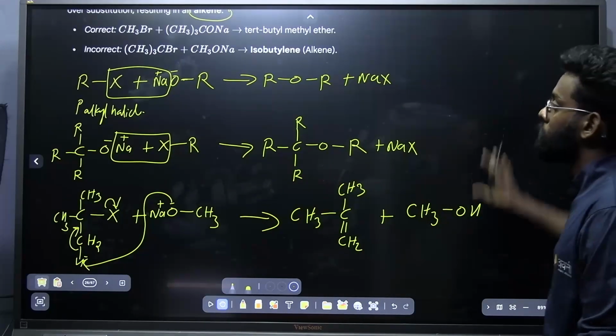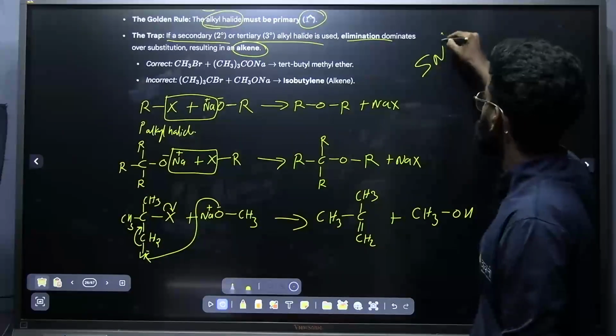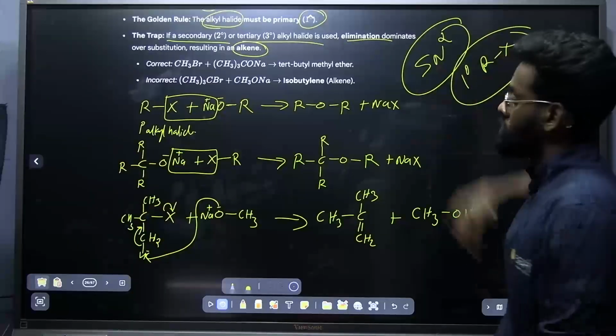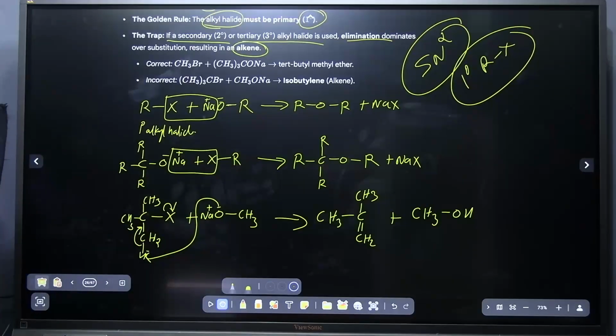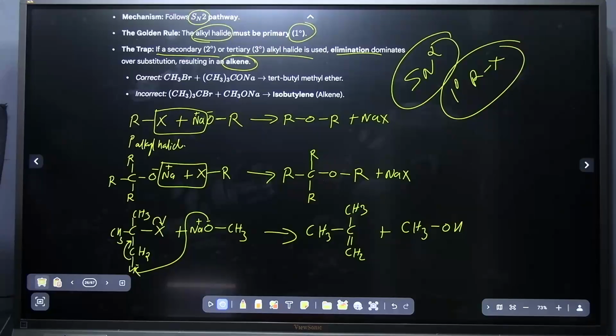Okay, so this is the point you have noted down for the Williamson ether synthesis. It is following the SN2 pathway. So primary alkyl halide is the substrate that you have to use here. Is it clear completely? Shall I move? Williamson ether synthesis, don't forget these reactions and mechanisms and everything.